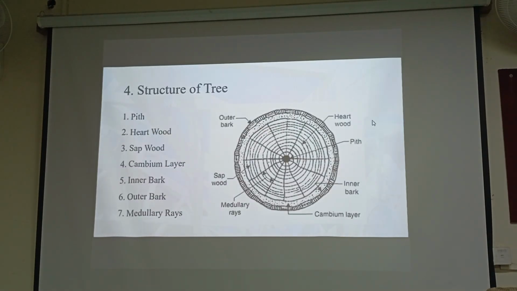This is the structure of the tree. The central part is called pith, and just outside the central part will be heartwood, then sapwood, then cambium, then inner bark, outer bark, and medullary rays. This will be the structure of the deciduous or coniferous tree, which will be a hardwood tree.